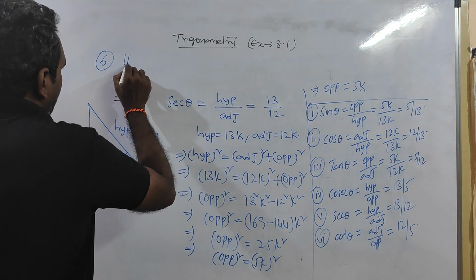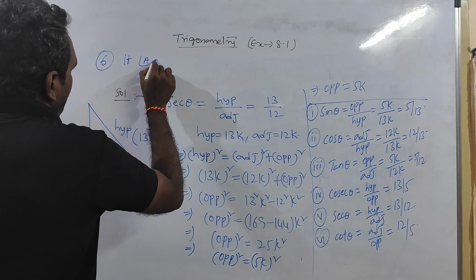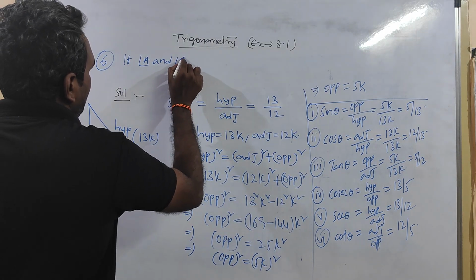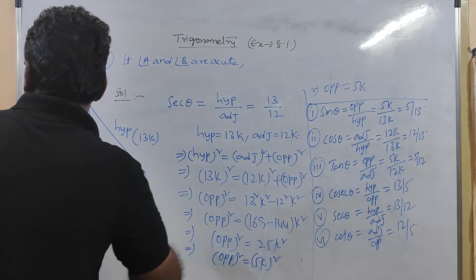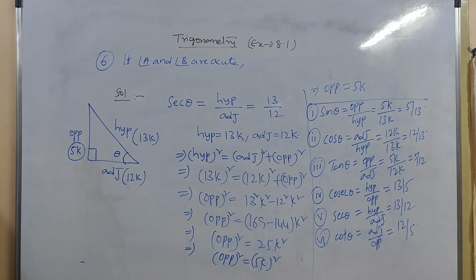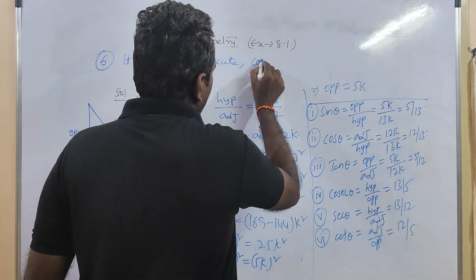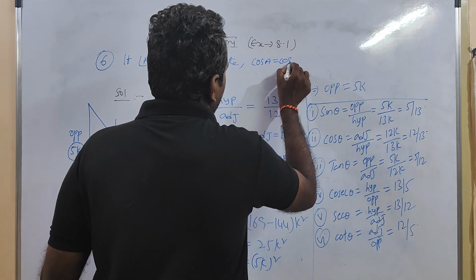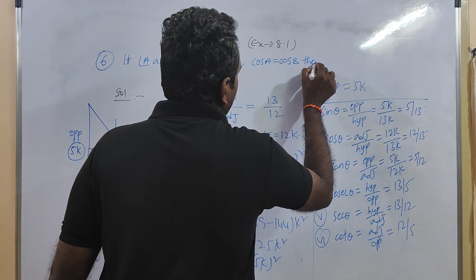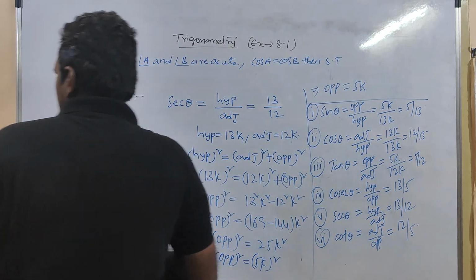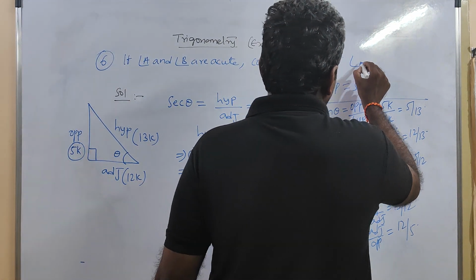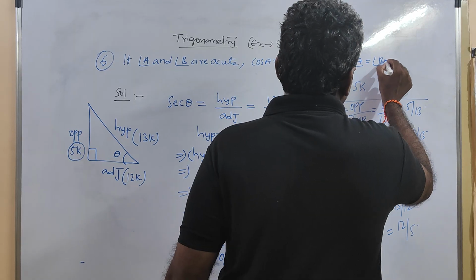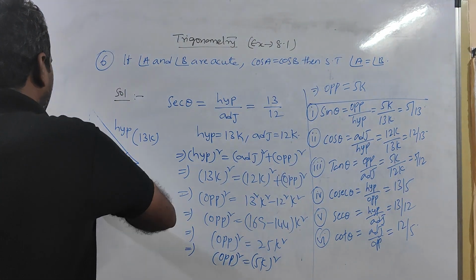Sixth question: if angle A and angle B are acute, and cos A is equal to cos B, then show that angle A is equal to angle B. This we have to show. Clear?